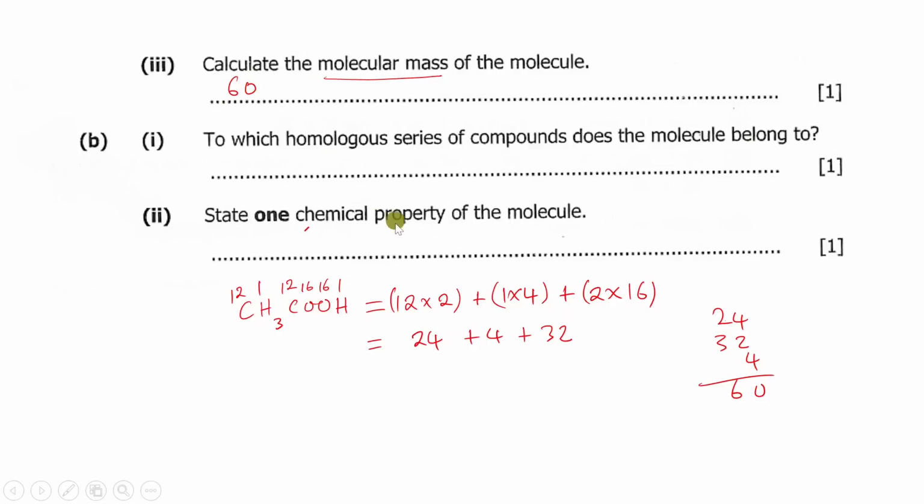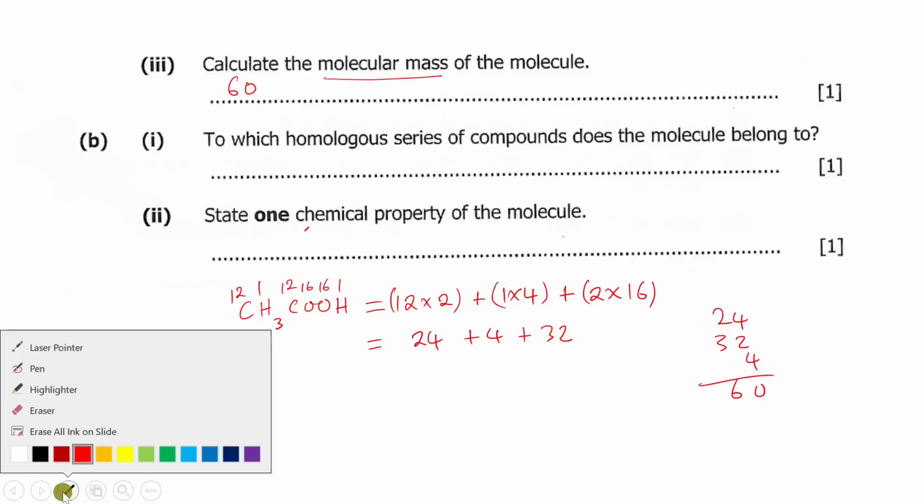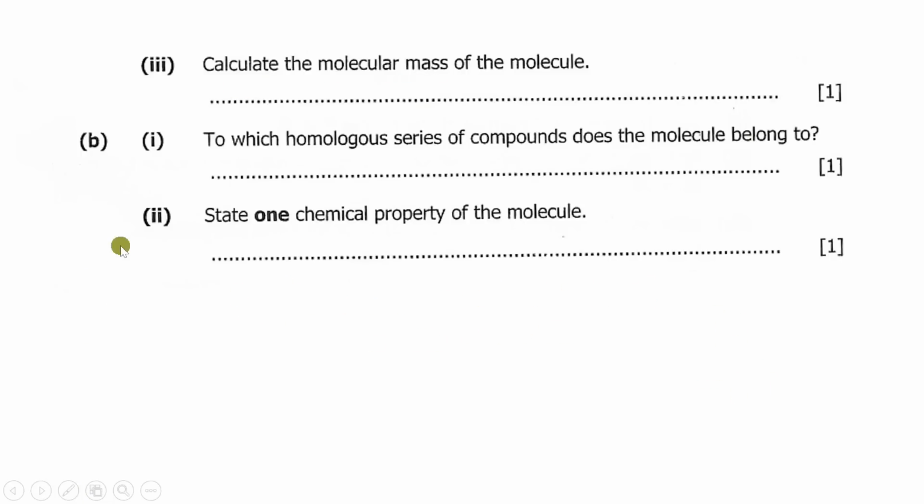Okay, I left it out, but I'll solve it for them. So I've seen that it is 60 here. Now they're saying B1, to which homologous series of compounds does the molecule belong? So that one is an alcohol. Oh, it's a carboxylic acid, so it's carboxylic acids.